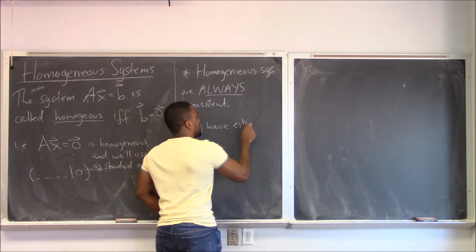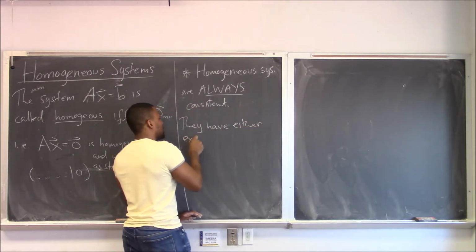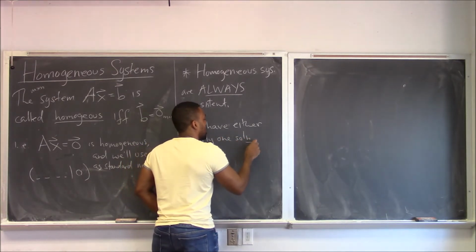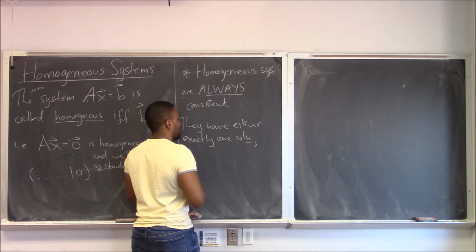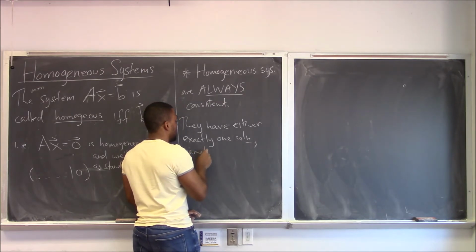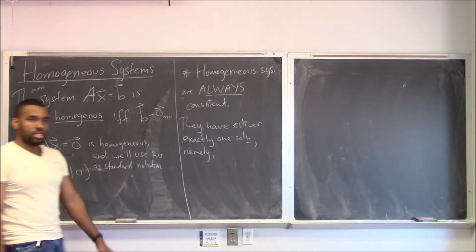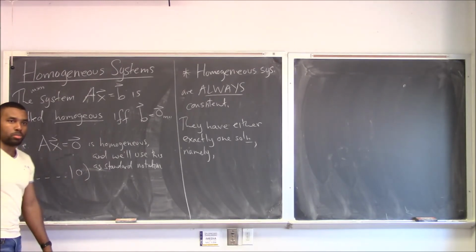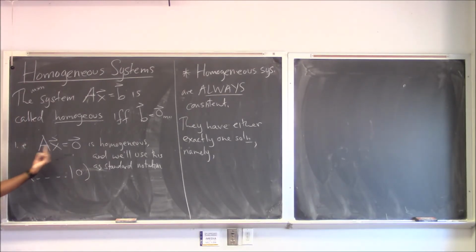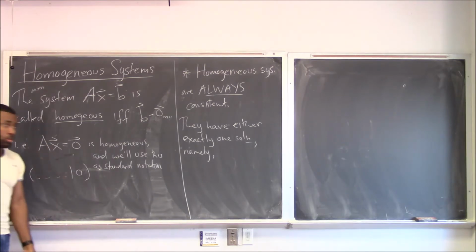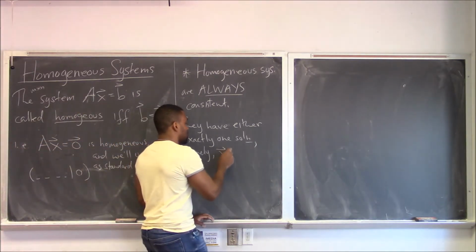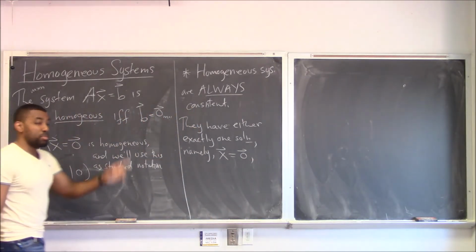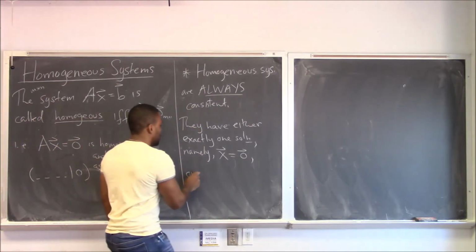They have either exactly one solution, namely, can anyone say, what's one solution we're guaranteed to have? 0 for each of the variables, right? No matter what the coefficients are, if you plug in 0 for each of the variables, you will end up with a 0 vector. So they will either have exactly one solution, namely that solution, or infinitely many.